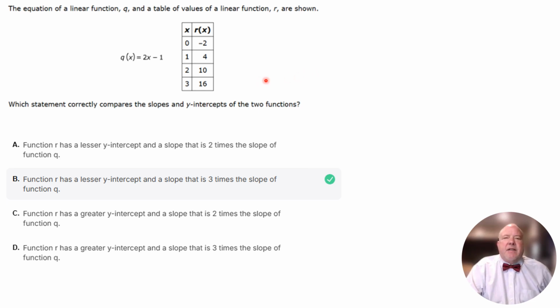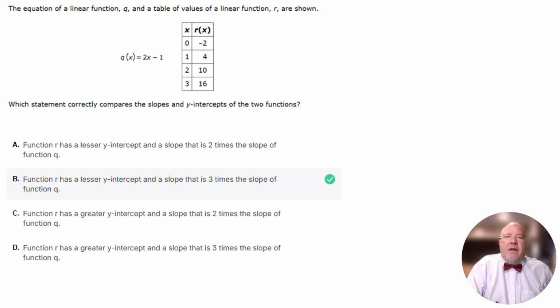This question is asking us to compare two linear functions, linear function q, which is given to us in equation form, and linear function r, which is given to us in a table. What they want us to compare about these two is the slopes and the y-intercepts of the two functions. So this is really testing to see if you know how to find the slope and the y-intercept of a linear function given an equation and given a table. So let's see how we do this.